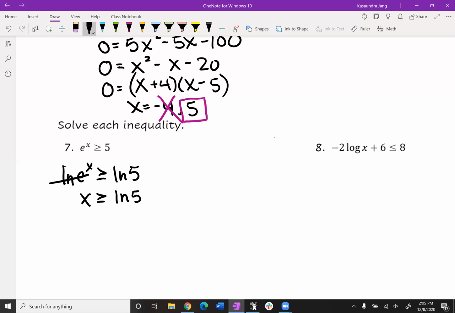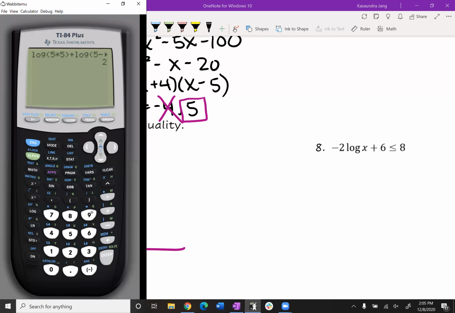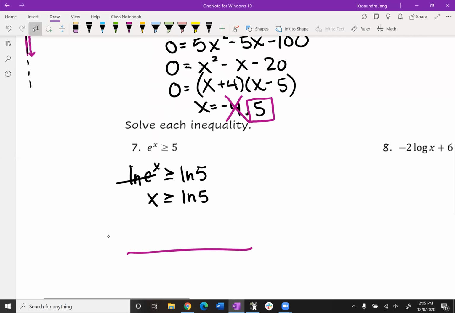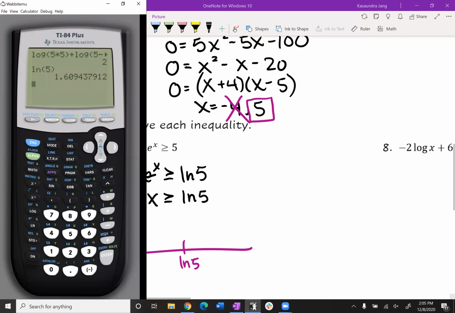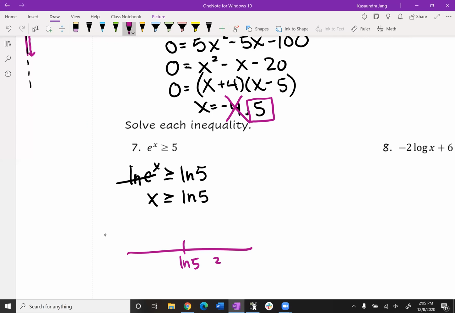I'm gonna check my answer here. So in my calculator, natural log of 5 is a really messy decimal, but whatever, it's like 1.609, blah, blah, blah. All right, so let's test stuff that's bigger than the 1.609. You could test something really close to it. I could test a 2. That's bigger than this decimal. I could test a 100, whatever. I can test stuff that's bigger than that natural log of 5.